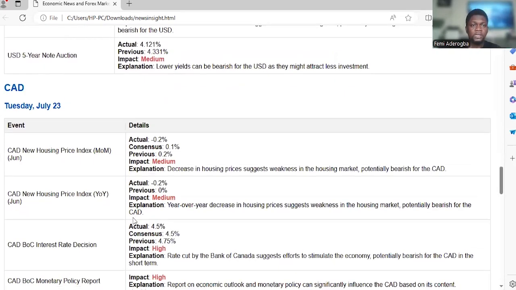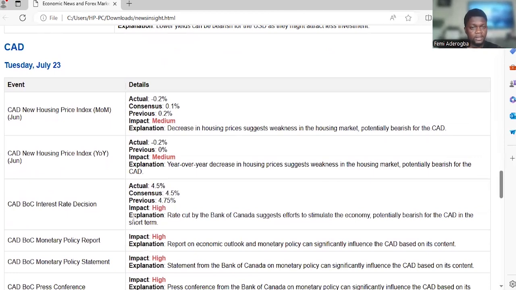Now let's go to Canadian dollar. Let's see the news around Canadian dollar. The first set of news we had was actually on Tuesday, and there was a decrease in housing prices, which makes it appear bearish. There was also an increase in housing prices in Canada. That's also a sign of bearish nature. The interest rate, the Canadian BOC actually cut the interest rate. That is another sign of bearishness for CAD.